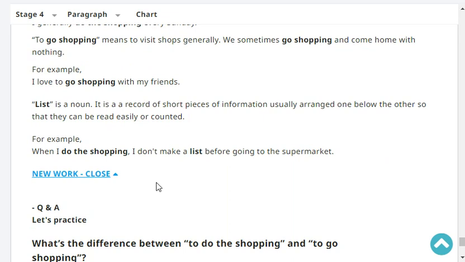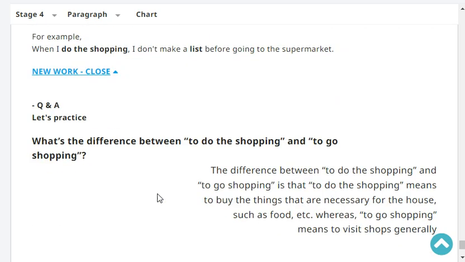List is a noun. It is a record of short pieces of information, usually arranged one below the other, so that they can be read easily or counted. For example, when I do the shopping, I don't make a list before going to the supermarket. That's why I forget a lot of things. Okay, very good. So let's practice.